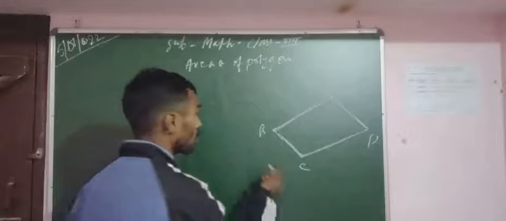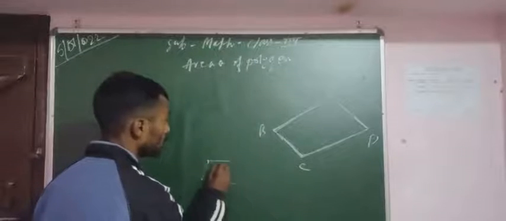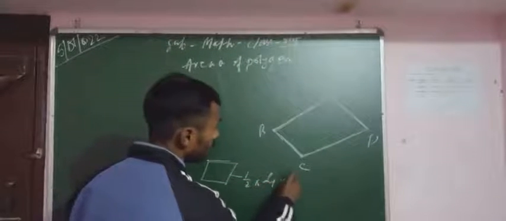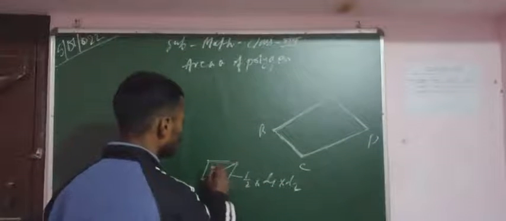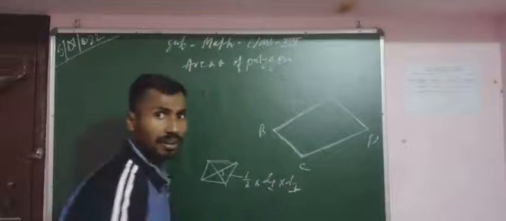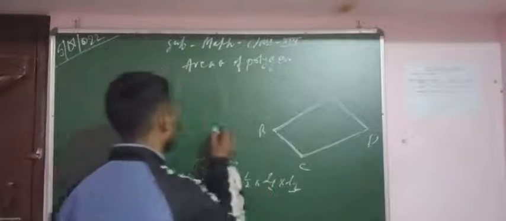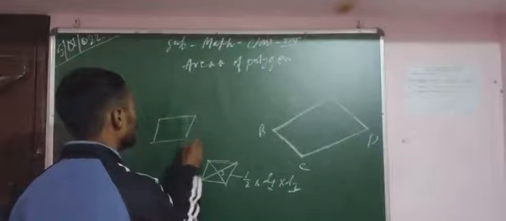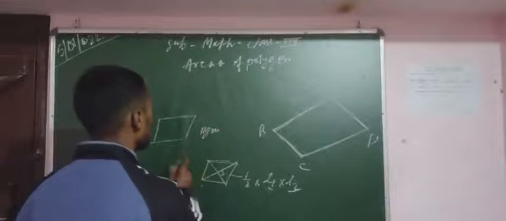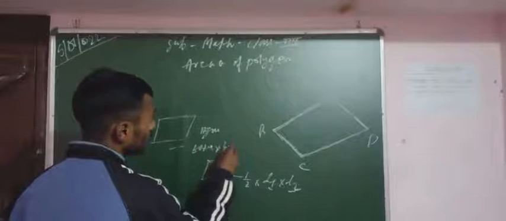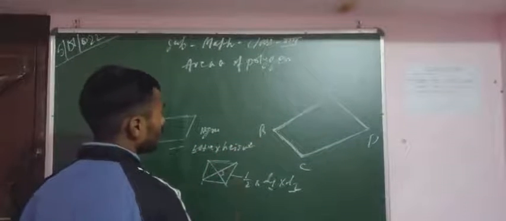Suppose rhombus. How do we calculate the area of rhombus? Half into d1 into d2, where d1 and d2 are the diagonals of the rhombus. We also have the formula for a parallelogram. The area of parallelogram we can calculate as base into height.